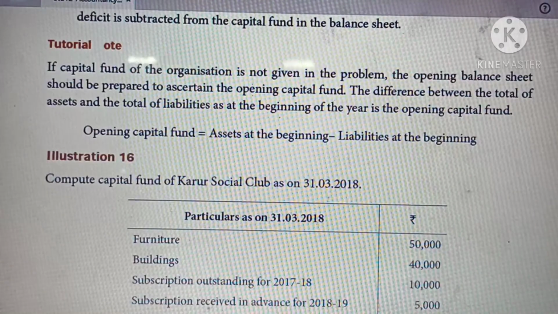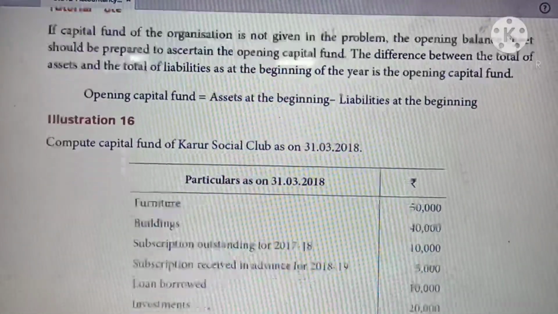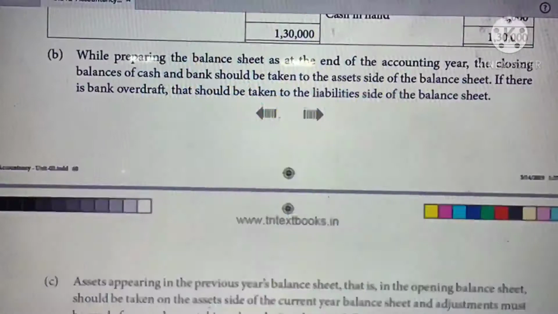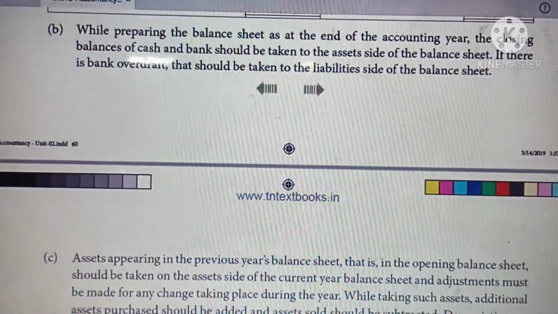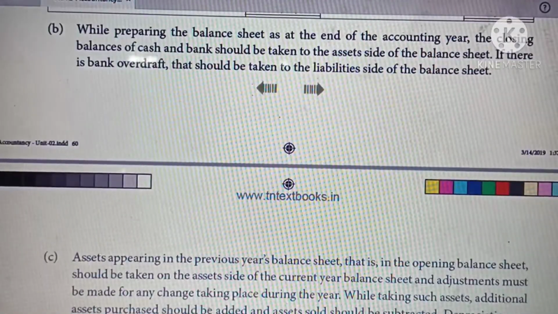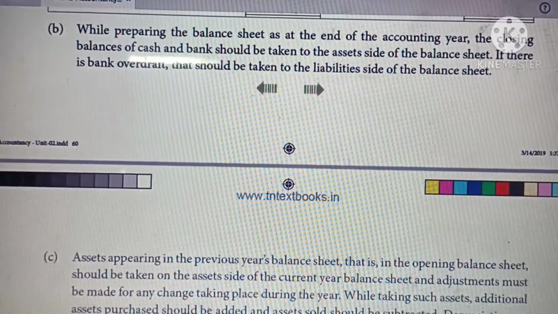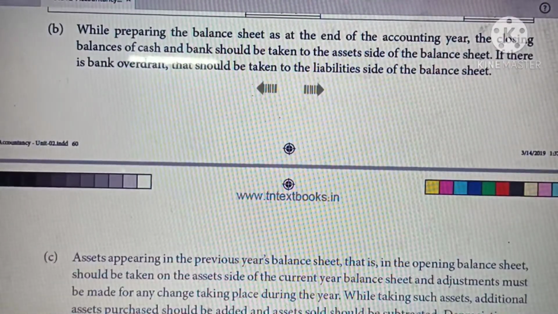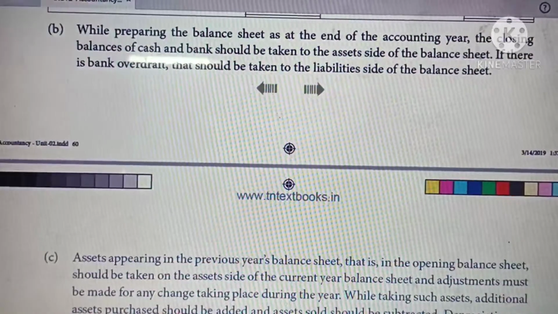Then B. Before you work out illustration 16, you must learn all these things. After learning all the theories, then we will move to the solution.